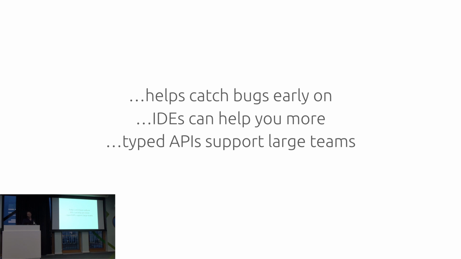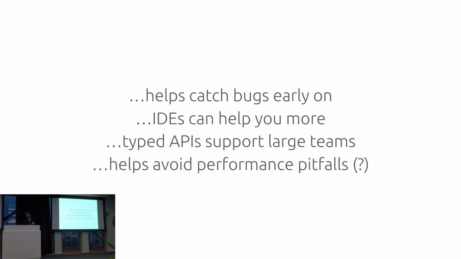Also, having typed APIs makes it easier for larger teams to develop large applications. That's probably one of the main reasons why Microsoft builds it, probably for their own needs, but also I think that's something that their enterprise customers really benefit from. And this is actually not true. I thought it would maybe be true, but Benedict says it's actually not true because JavaScript is so weird and TypeScript can't really help with that.